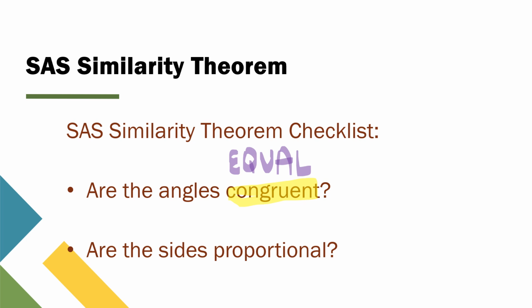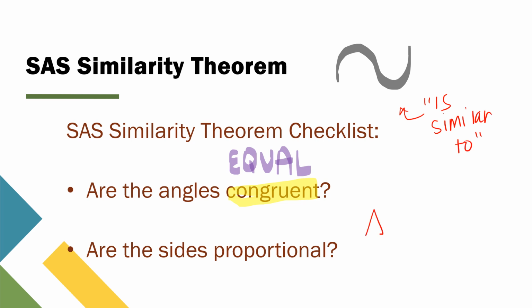Oh, and before we move on from this topic, let me just remind you that the symbol for similar is that little tilde. So that symbol means is similar to. So the way that we write that is we do something like triangle ABC is similar to triangle GLK. Okay, so that symbol means is similar to.